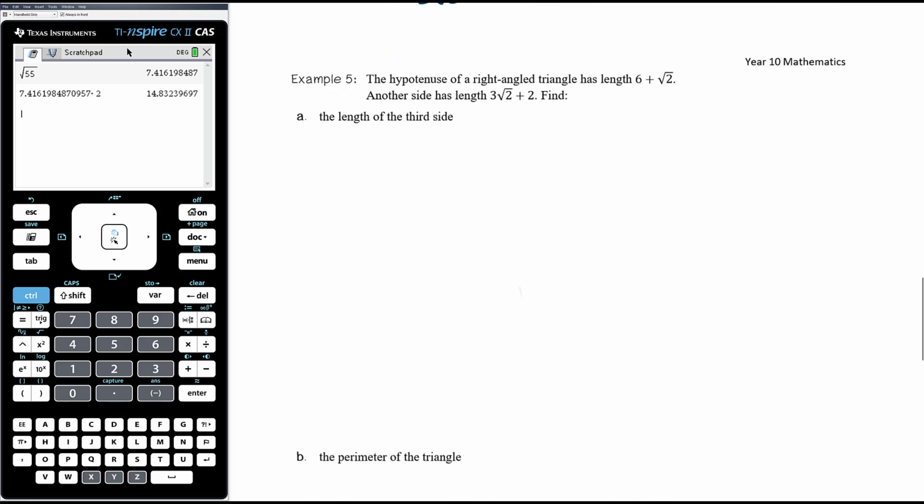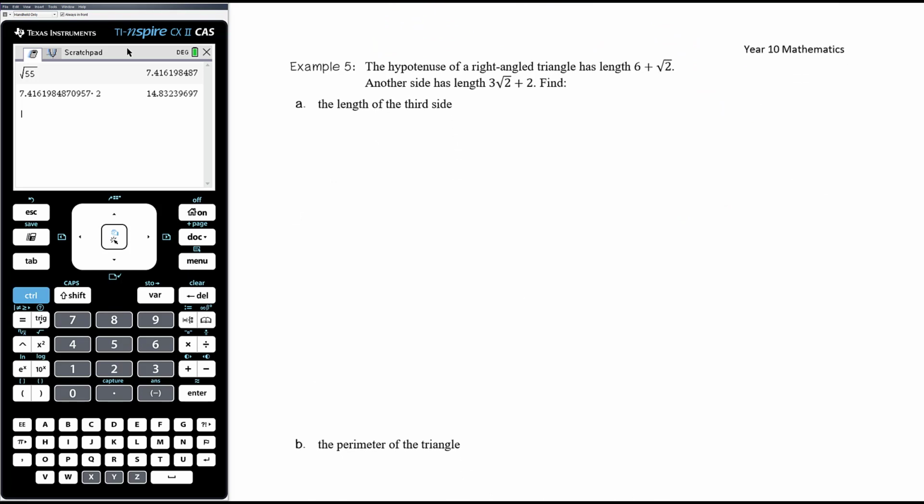Example 5. The hypotenuse of a right-angled triangle has length 6 plus root 2. Another side has length 3 root 2 plus 2. So we've got a right-angled triangle. The hypotenuse is 6 plus root 2, and one of the other sides, it doesn't matter which, it's just a rough diagram to give me an idea, is 3 root 2 plus 2. Find the length of the third side.